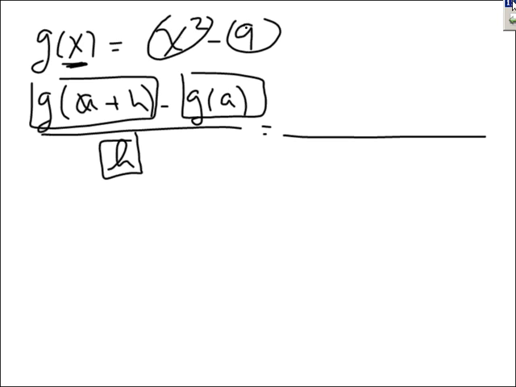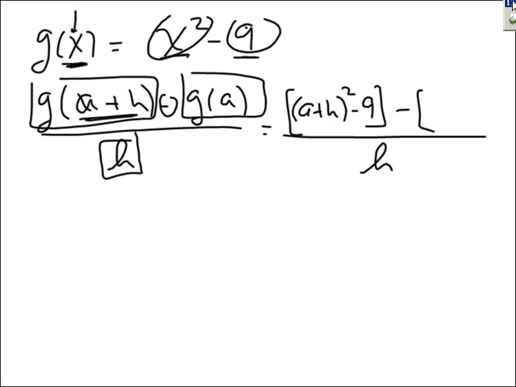Denoting that we're dividing by h is very simple. What's the first piece? Again, whatever is in the brackets, we square it, take away 9. Not a big deal. A plus h is in the brackets. I'm going to square it, take away 9. Minus. What's g of something? Take that something, square it, take away 9. Equals. The bottom is still h.